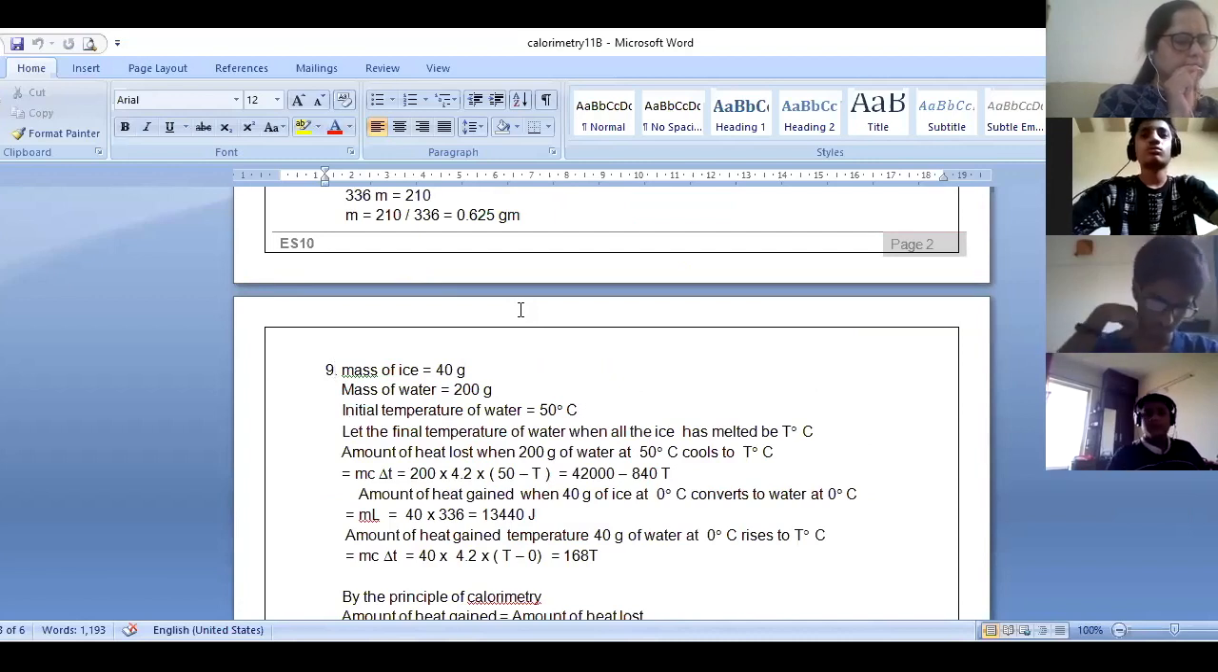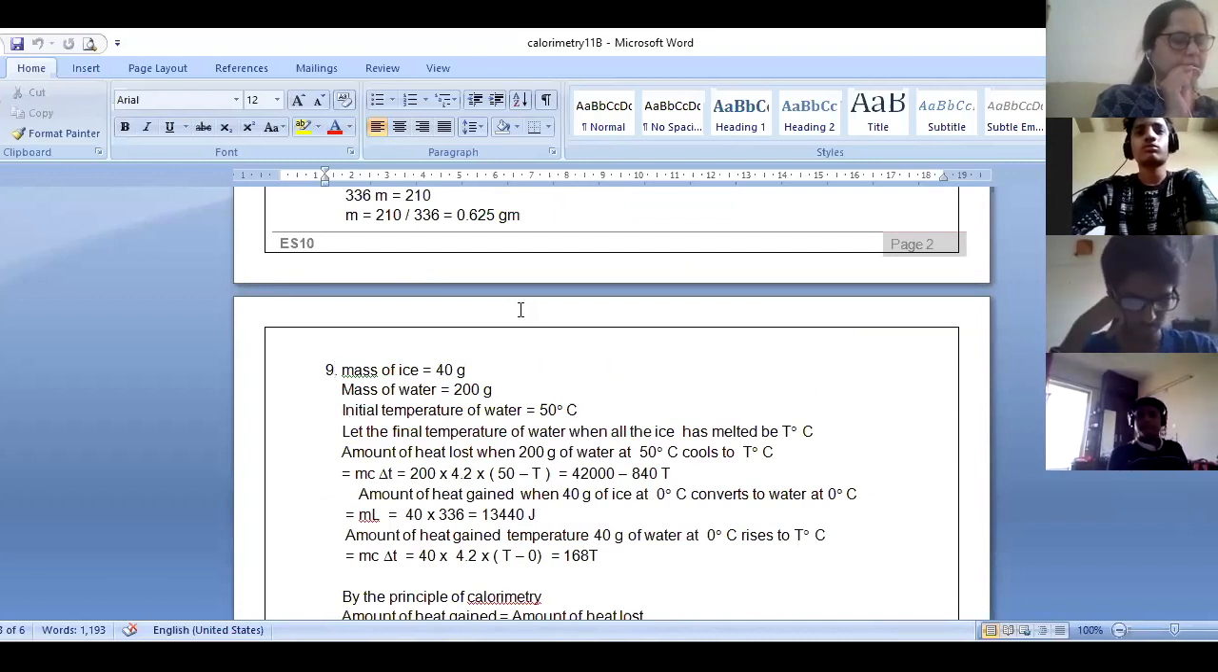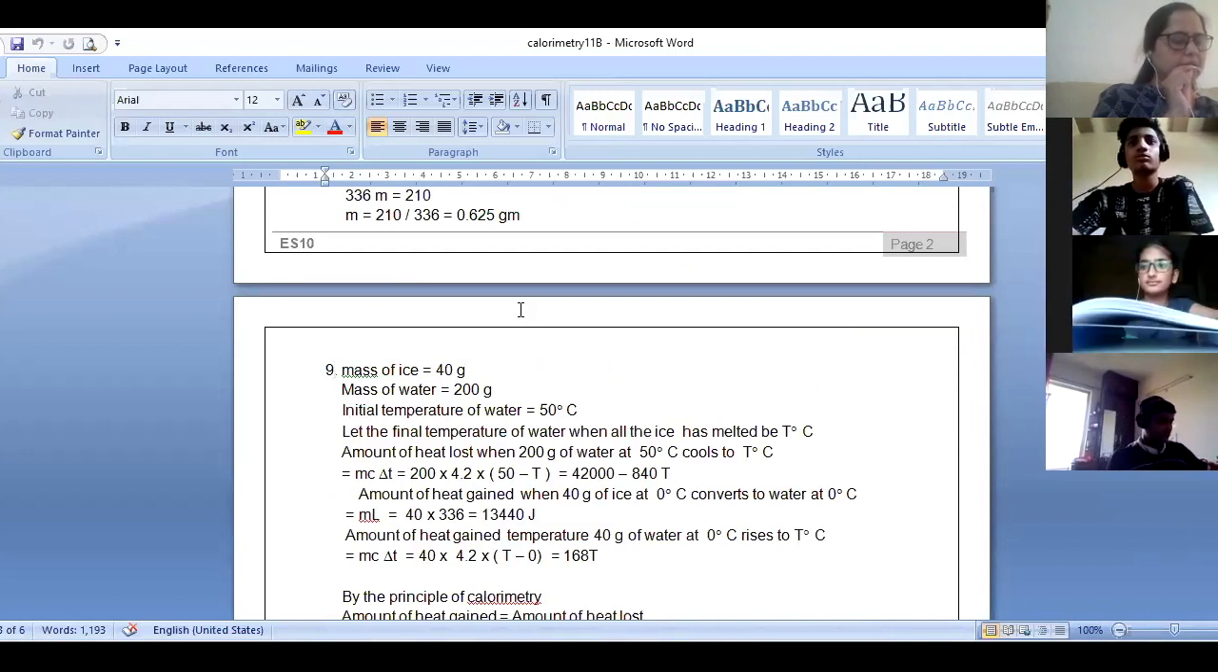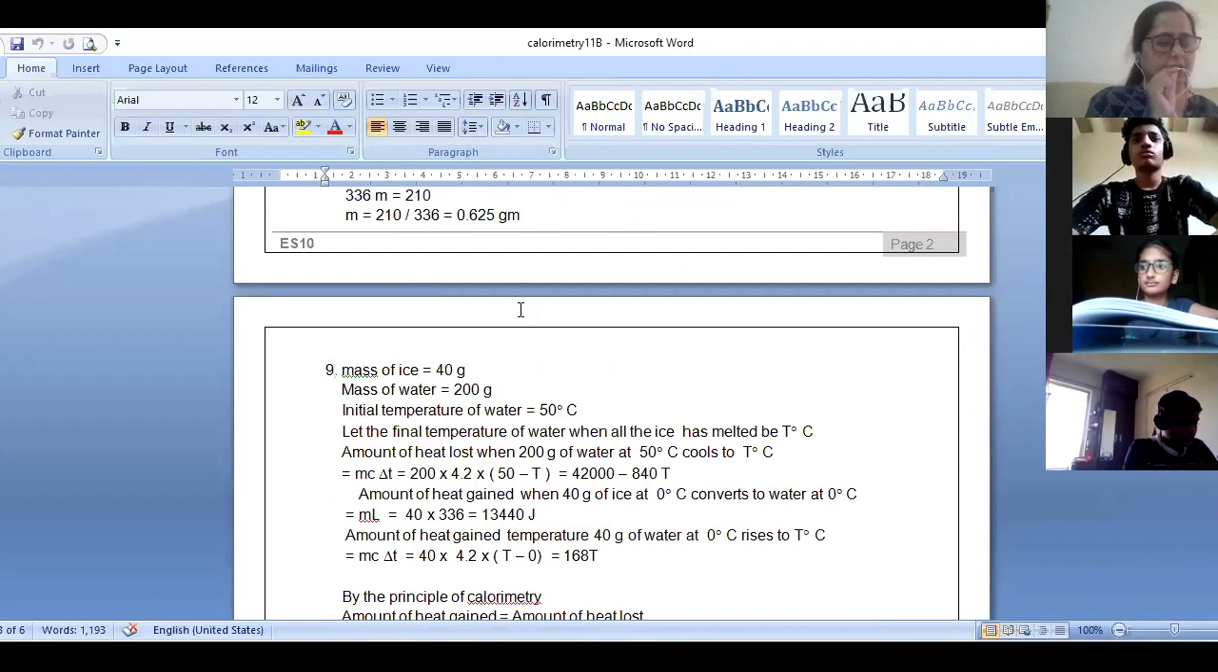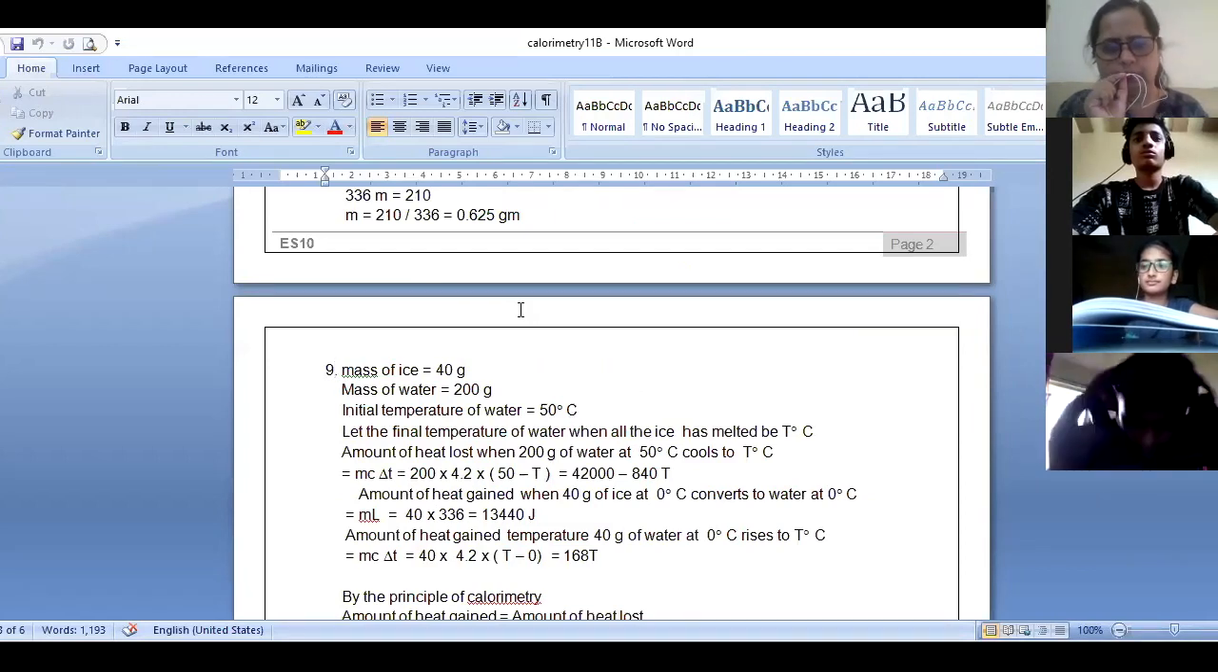A piece of ice of mass 40 grams is added to 200 grams of water at 50 degrees Celsius. Now, the piece of ice has a mass of 40 grams, and it is added to water. The water is warm, at 50 degrees Celsius, right? So the water is going to lose heat and its temperature is going to come down.